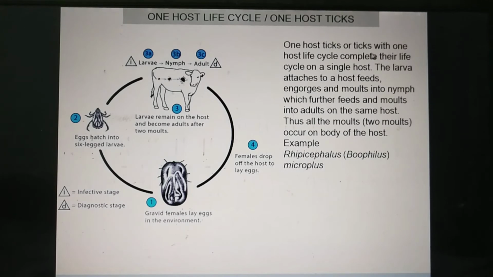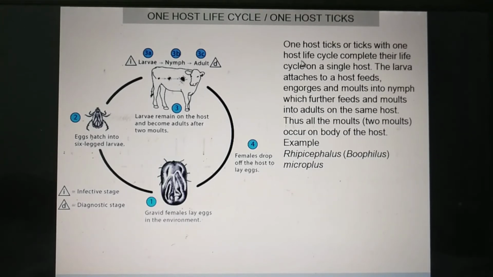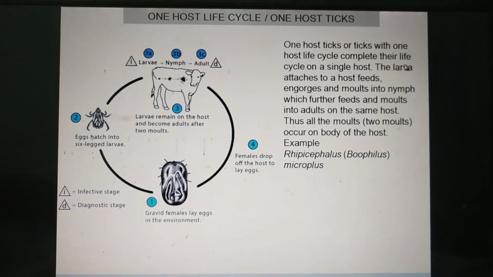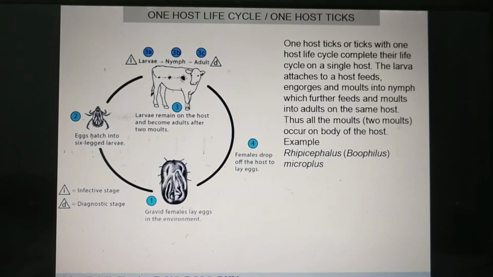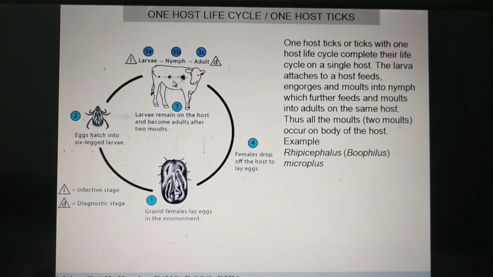So one host ticks are ticks with one host life cycle, and they complete their life cycle on a single host. The larva attaches to a host, feeds, engorges and molts into nymph, which further feeds and molts into adults on the same host. So thus all the two molts take place on the body of a single host. So that is why it is a one host tick.